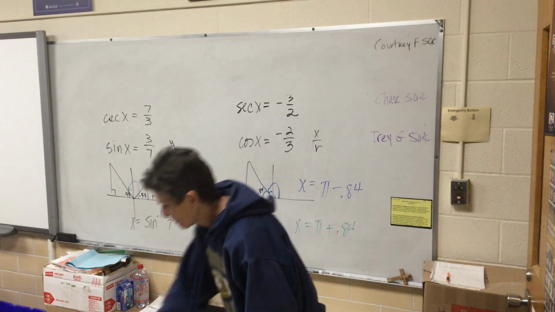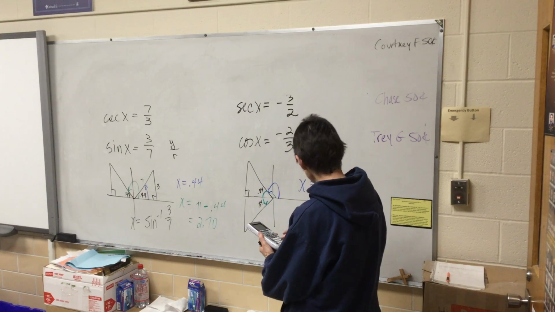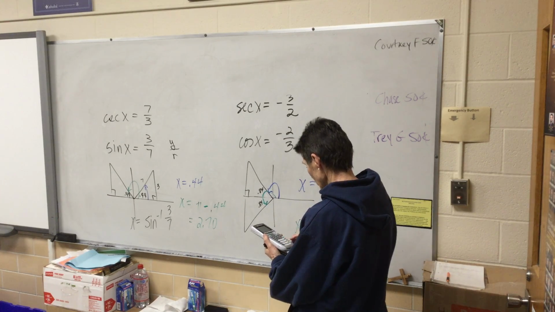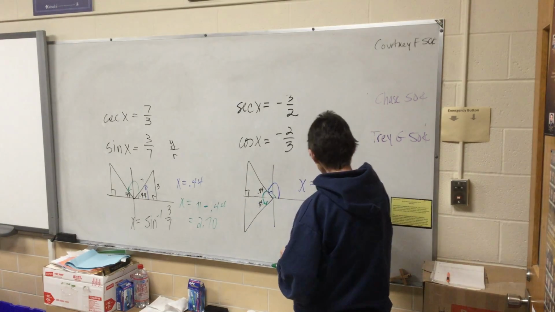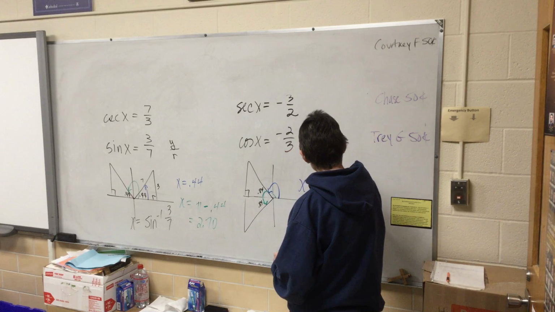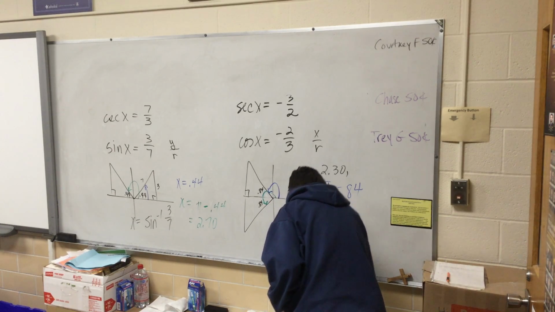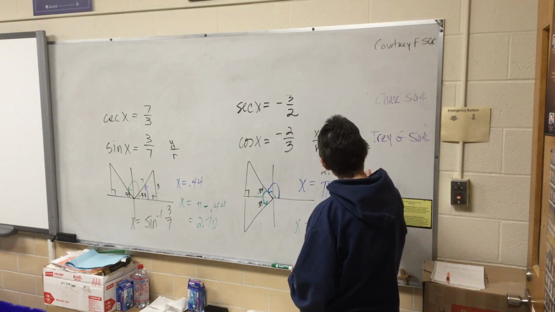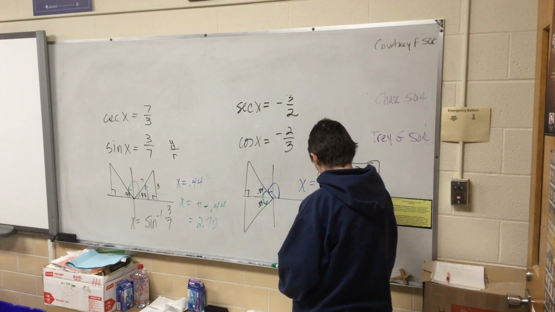So then I just type those in my calculator, and that will be the answer. So pi minus 0.84, and that is 2.30. So one of them is 2.30, and the other one is pi plus 0.84, which is 3.98. So these are the two answers to the problem.